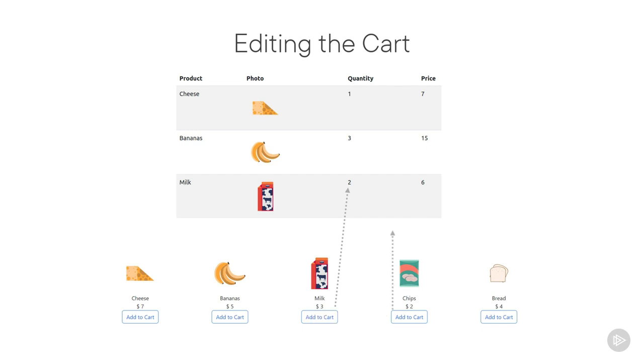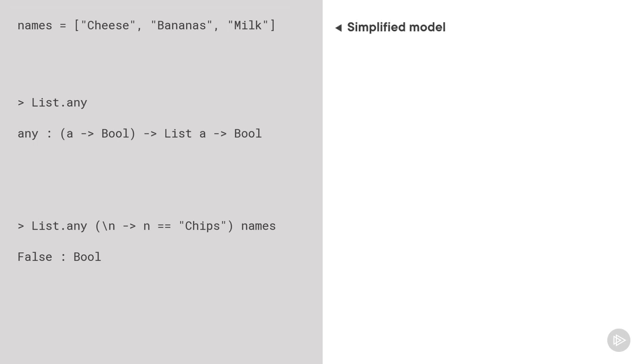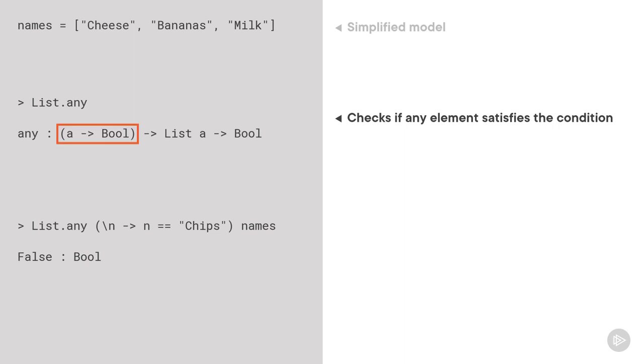Let's have a look at some relevant operations with lists to help us implement the new functionality. Here is a simplified model which only has product names. The listAny function checks if at least one element satisfies a certain condition. The first parameter is a function that takes an element and returns a boolean. The second parameter is the list of elements. The any function returns a boolean value.